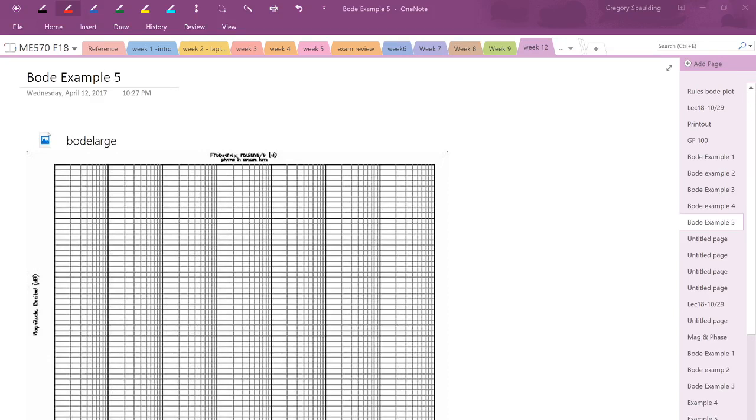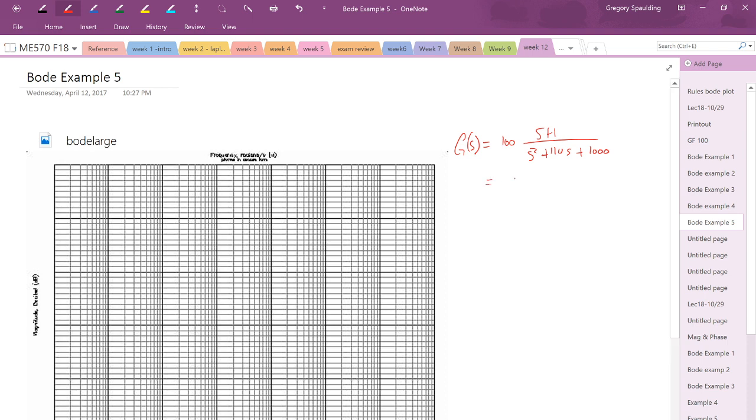Okay, let's look at another problem here. This time we've got G of s is equal to 100 times (s plus 1) over (s squared plus 110s plus 1000). Okay, so remember the first thing that we always do when we look at these is factor them into free s's, first order and second order systems.